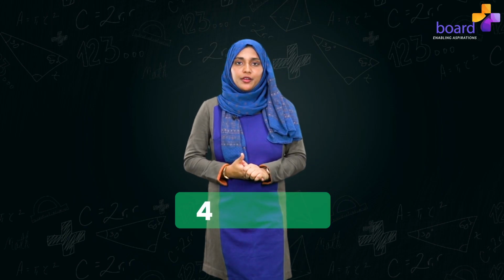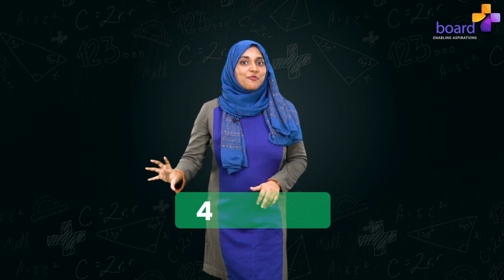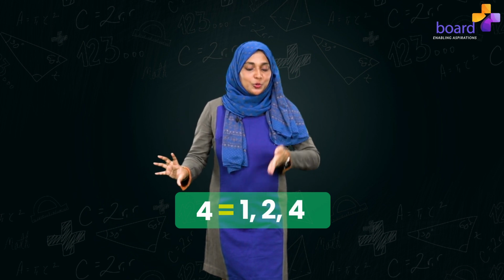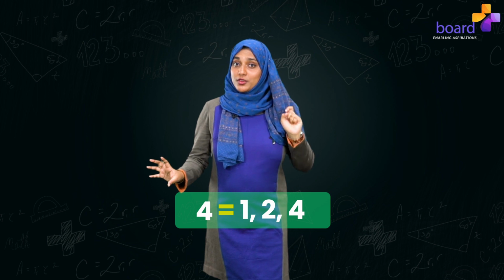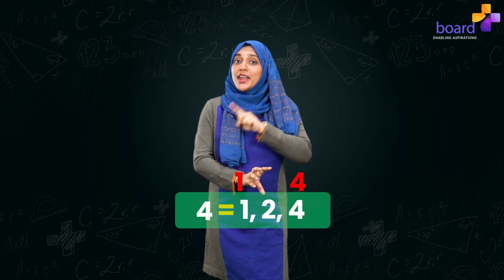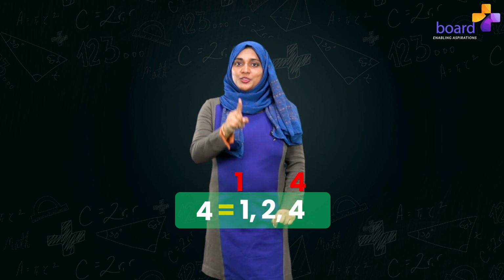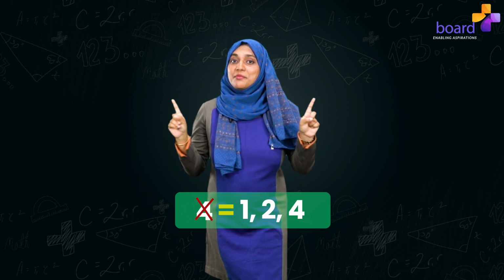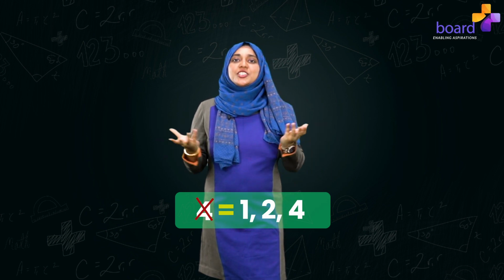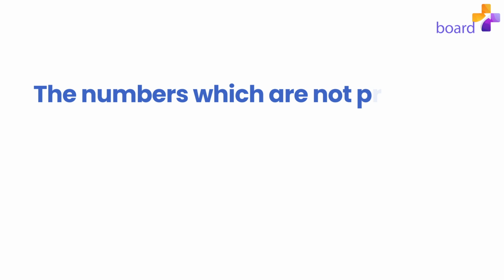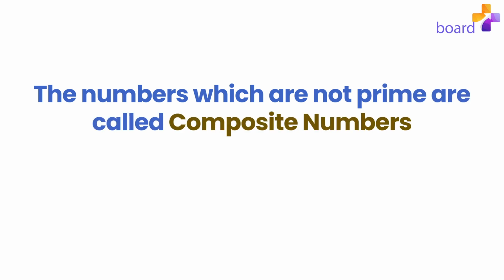What about 4? The divisors of 4 are 1, 2, 4. Here you found 2, which is other than 1 and 4 itself. So 4 can never be a prime number. So what is 4? The numbers other than prime are called composite numbers. For example, 6, 9, 10, etc.